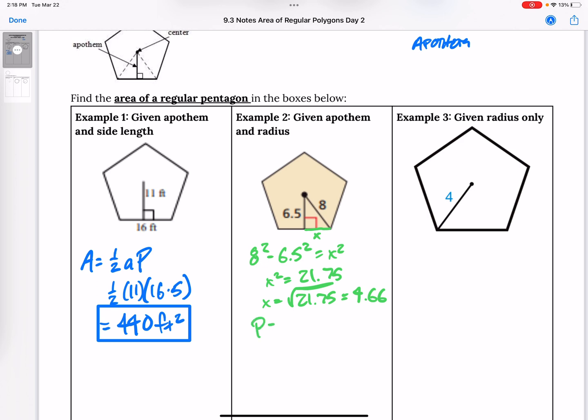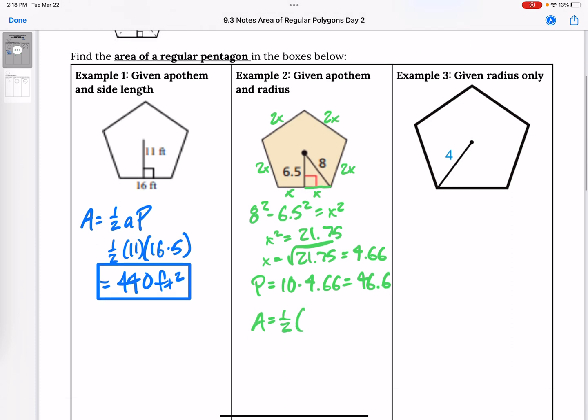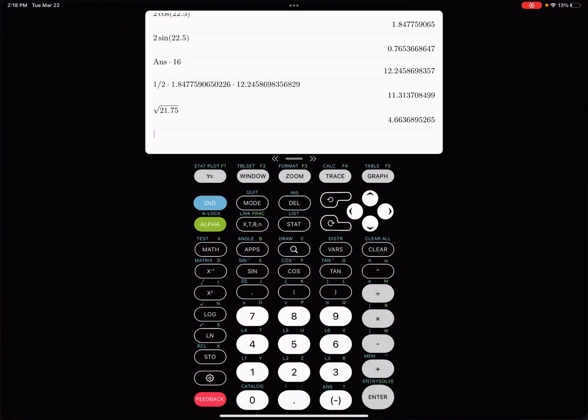Now, the perimeter, if I've solved for x, I've gotten half of one side. So there's x here. So this is 2x, this is 2x, this one is 2x, and this one is 2x. So altogether there are 10 of these in a pentagon. So 10 times 4.66 gives me 46.6. So now my area is 1/2 times the apothem of 6.5 times my perimeter of 46.6. So that is going to be equal to 1/2 times 6.5 times this number.